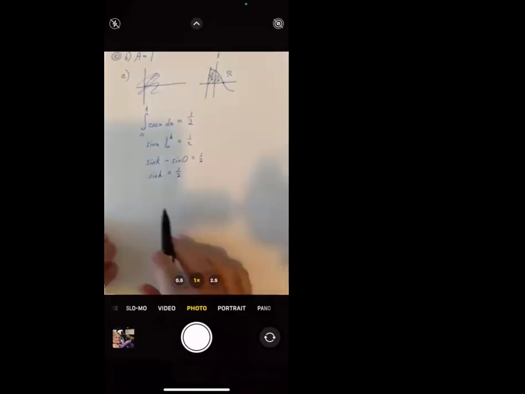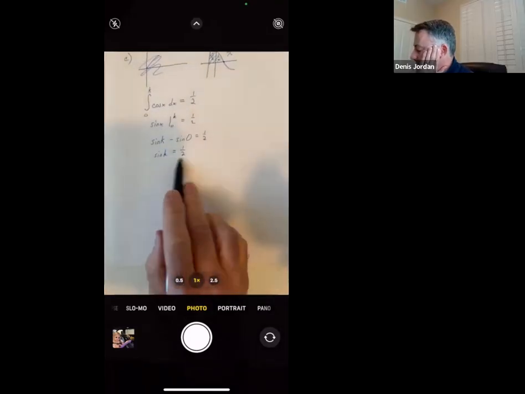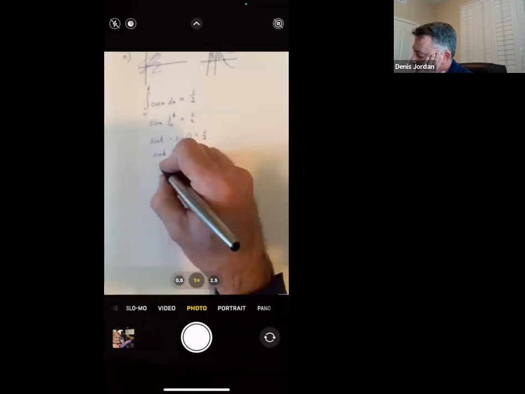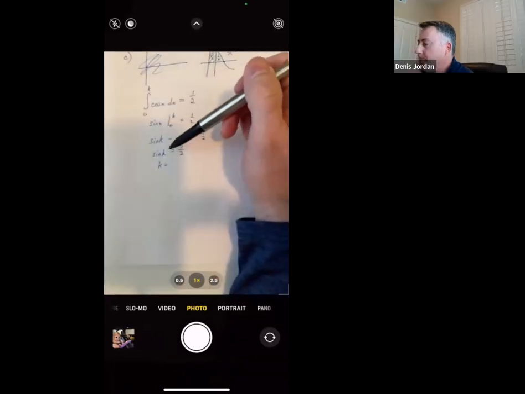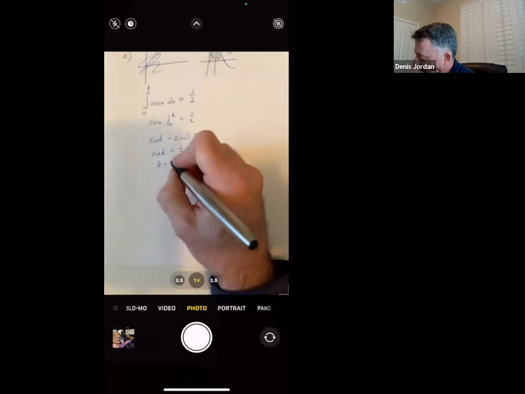And now you're just solving for where sine is equal to a half. Oh, okay, I get it now. Okay, yeah, so pi over 6.